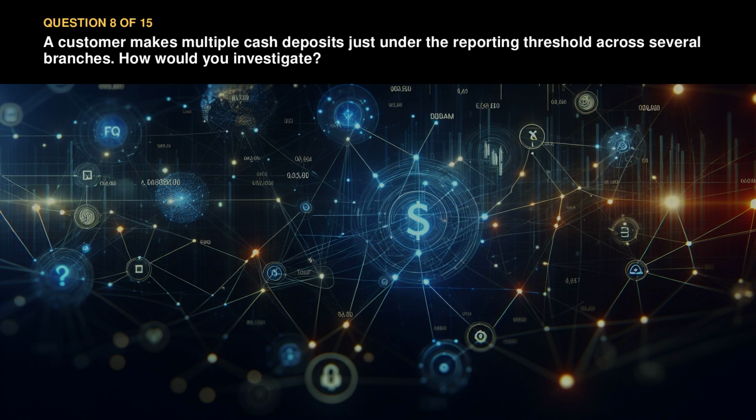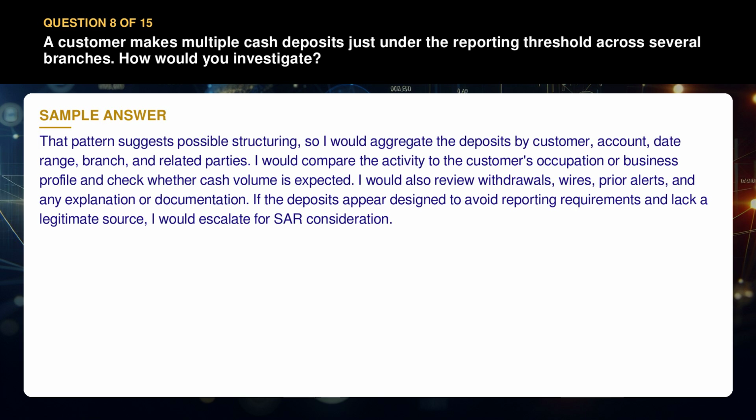Question 8. A customer makes multiple cash deposits just under the reporting threshold across several branches. How would you investigate? That pattern suggests possible structuring, so I would aggregate the deposits by customer, account, date range, branch, and related parties. I would compare the activity to the customer's occupation or business profile and check whether cash volume is expected.